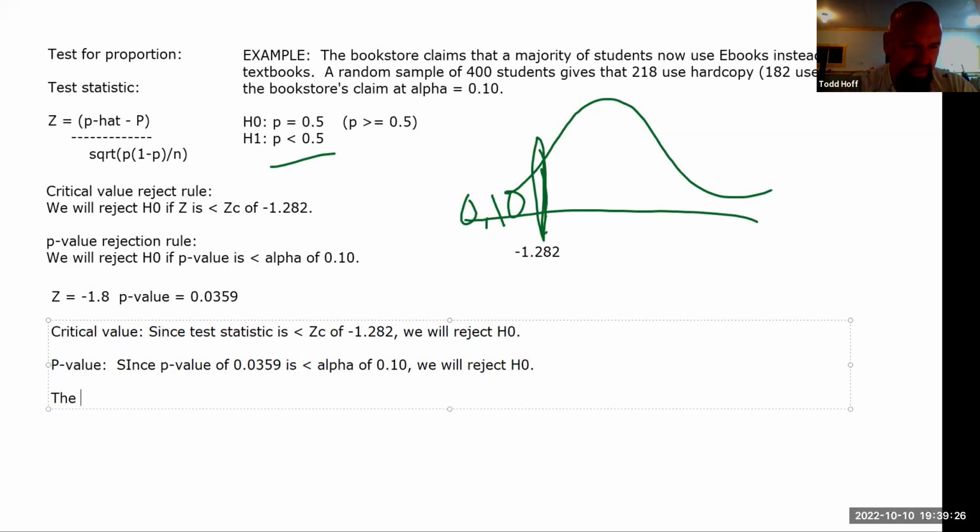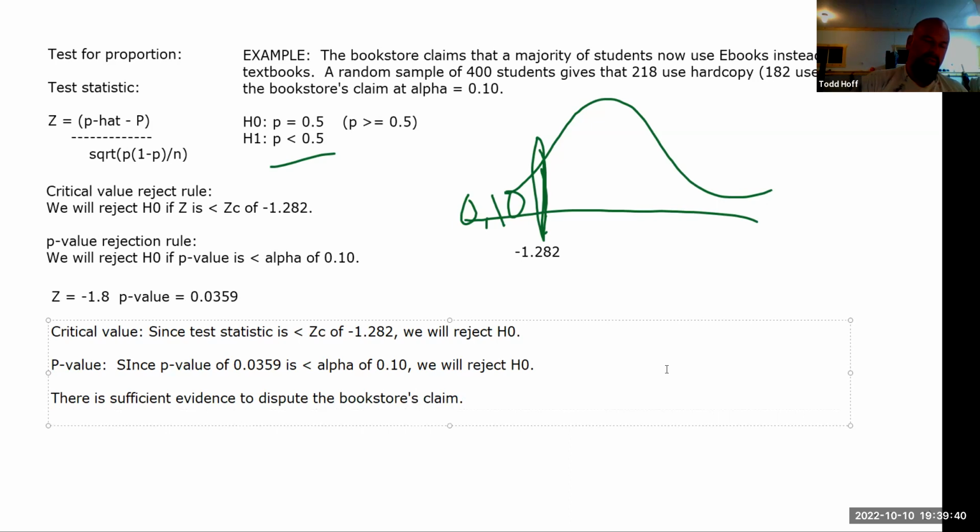So that is saying there is sufficient evidence to dispute or refute the bookstore's claim. Notice again, we did not disprove their claim, but we gathered sufficient evidence to say that it was unlikely. So we gathered sufficient evidence to refute it, to reject it. There's still a chance that it could be true. So this brings us to a discussion of potential errors in hypothesis testing.